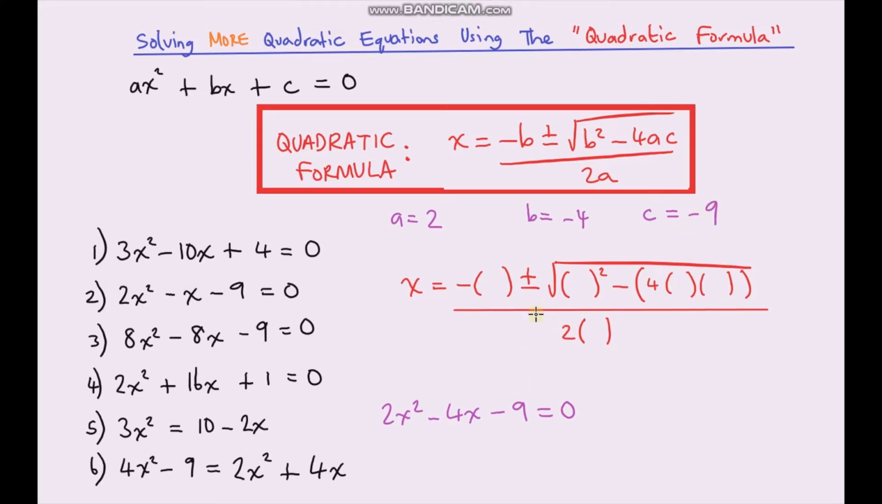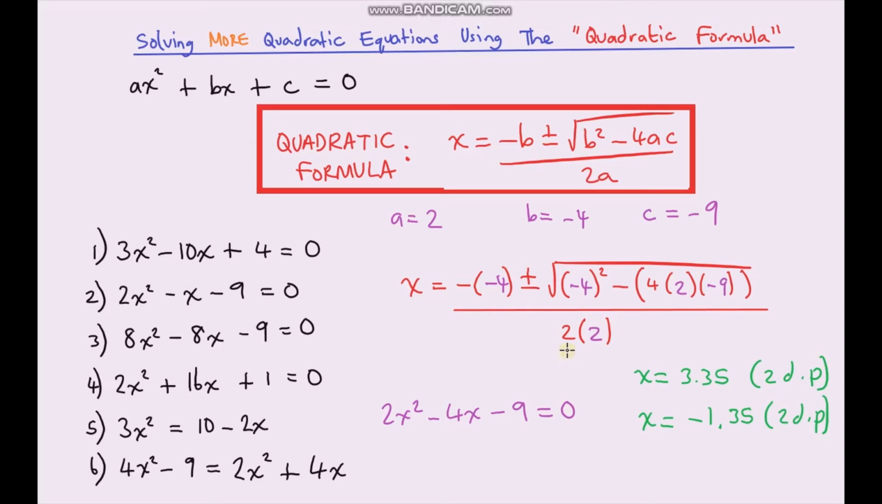And let's plug them in one last time. So we've got negative 4 here. We've got negative 4 here. 4 times a, which is 2, and c, which is negative 9. And then 2 times a, so that's 2 times 2. And we have x equals 3.35. And our second solution is x equals minus 1.35. And we are done.